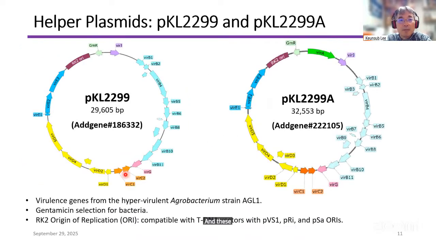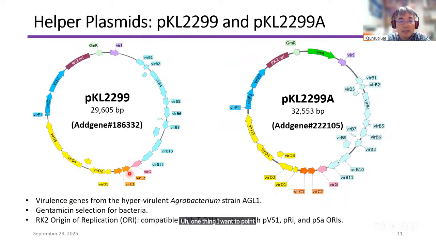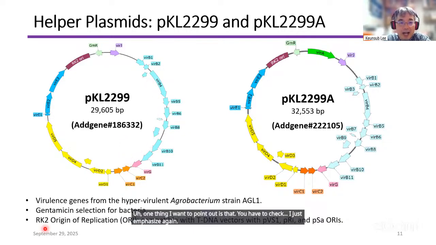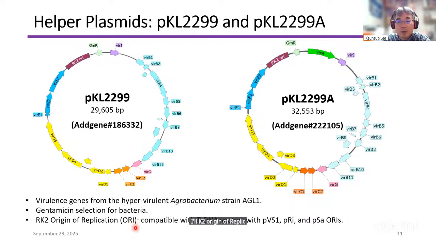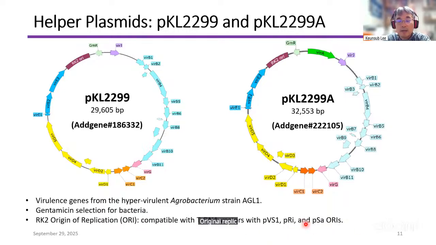And these are the maps for the helper plasmids. Both of the helper plasmids are available from Addgene. One thing I want to point out, and I'll emphasize it again, is that you have to check: the RK2 origin of replication is compatible with any T-DNA vectors that have pVS1, pRi1, or pSa origins of replication. You can freely mix and match as long as the antibiotic resistance genes are not identical.